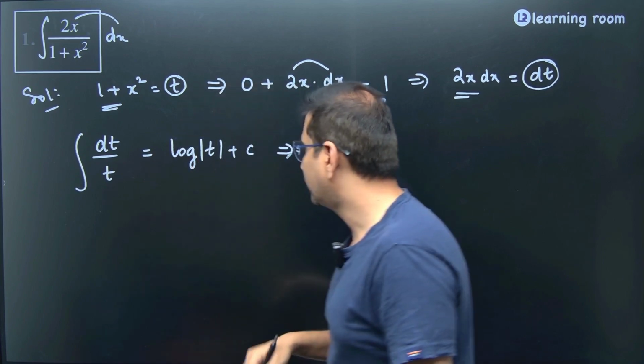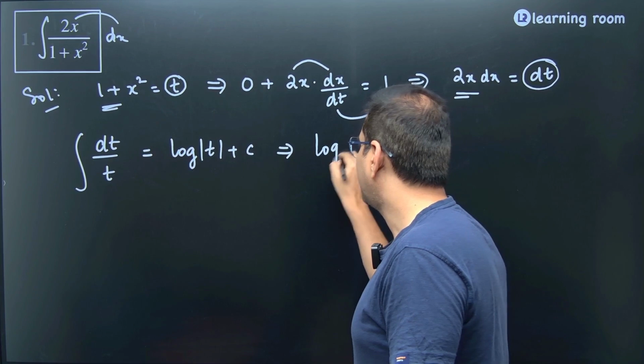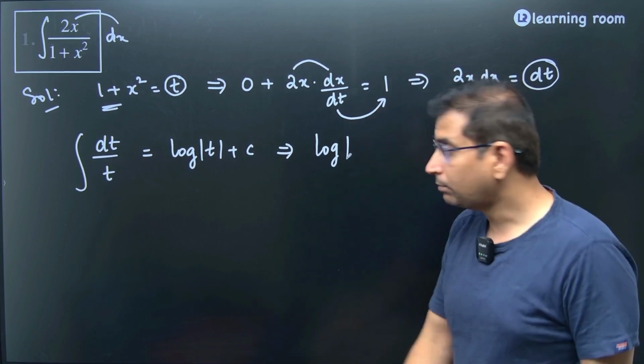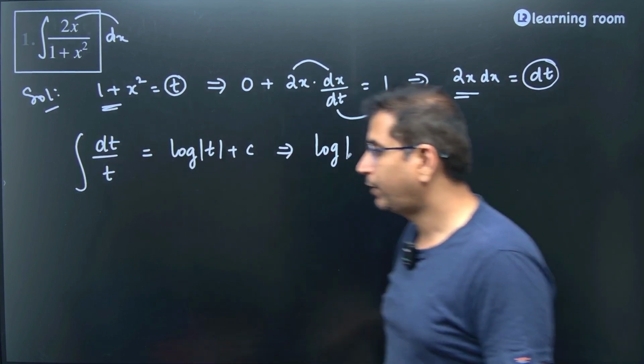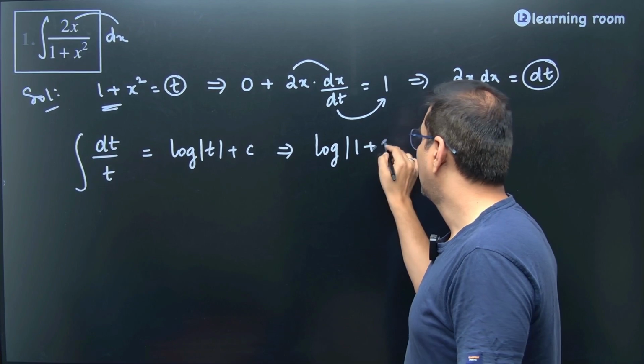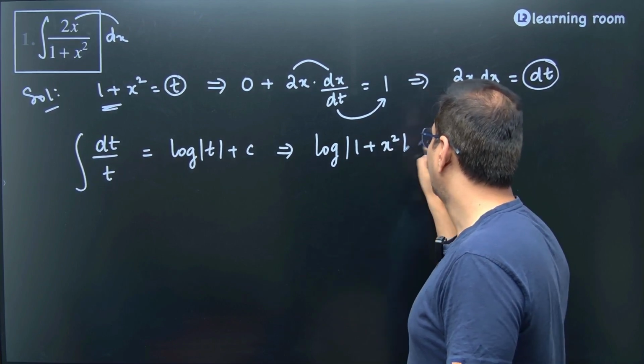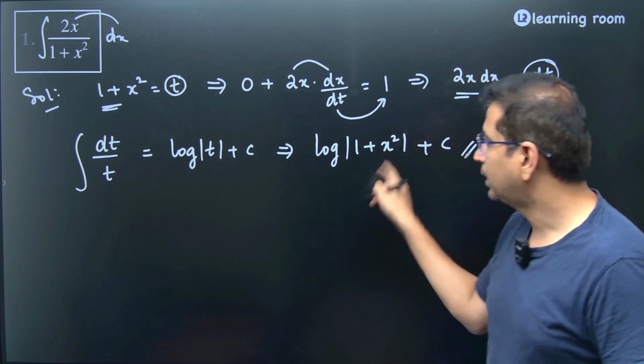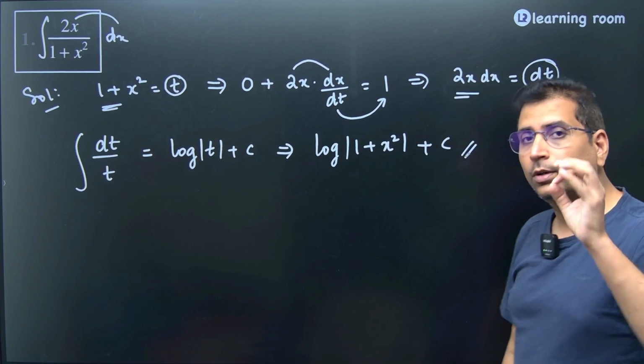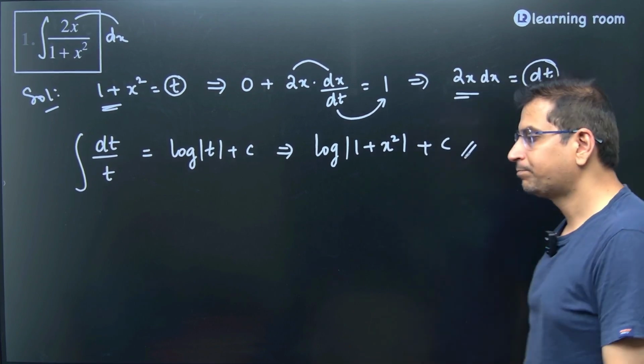So from this, we can say the answer is going to be log of mod t. We need to substitute back the value of t, so t is 1 plus x square, plus c. So the final answer is log of mod 1 plus x square plus c, right?